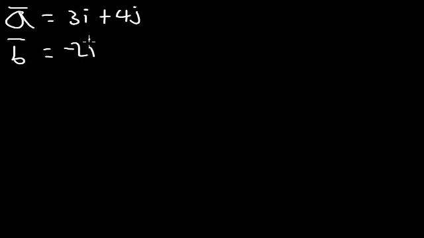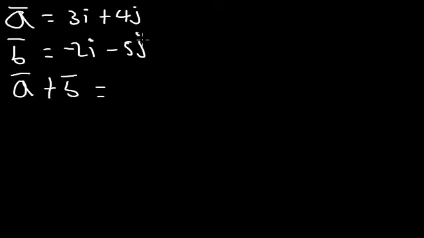Take for instance, vector A is 3i plus 4j, assuming it is defined on a two-dimensional plane surface, and vector B is minus 2i minus 5j. If you are asked to determine the resultant vectors, what are you expected to do? All you need to do is just like as if you want to compute vector A plus vector B. So just add the vectors together.